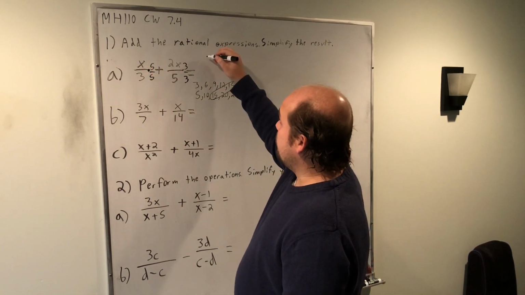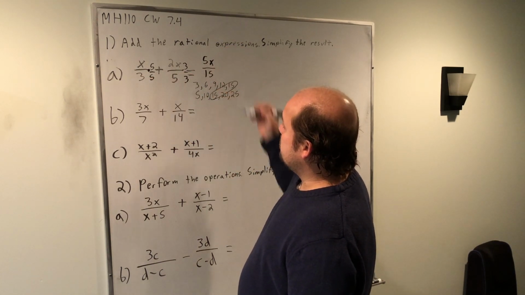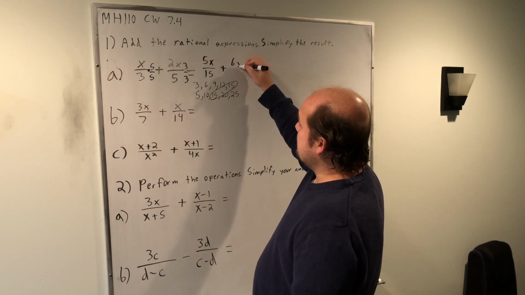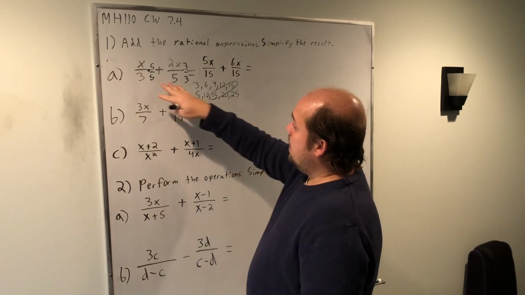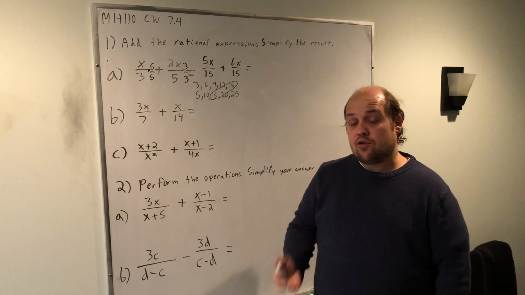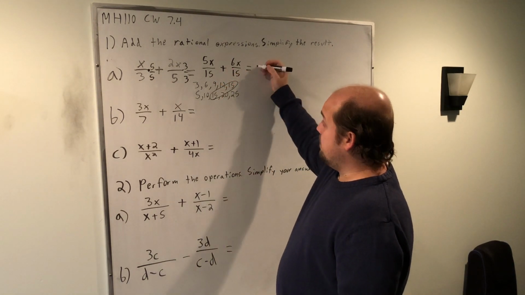x times 5 on top gives me 5x. 5 times 3 on bottom gives me 15. 3 times 2x on top gives me 6x. 3 times 5 on bottom gives me 15. I've gone from two fractions that did not have a common denominator and could not be combined to two fractions that do have a common denominator and can be combined.